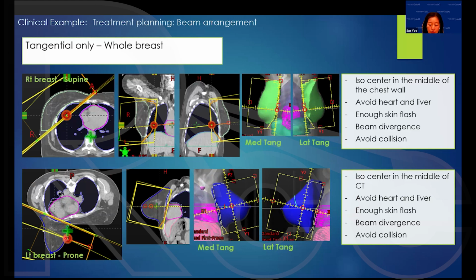One thing for prone, we set ISO in the middle of the CT so that it doesn't collide. If you put ISO in the middle of the breast, this beam might end up colliding on this side. So collision is a very critical thing for prone breast. So for prone breast, if you set it somewhere in the middle, it might be even outside, but it's going to be clear and we can still plan pretty good for this beam.